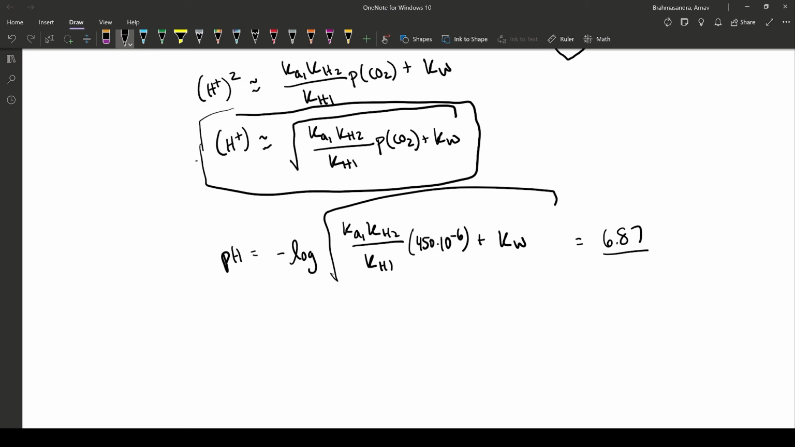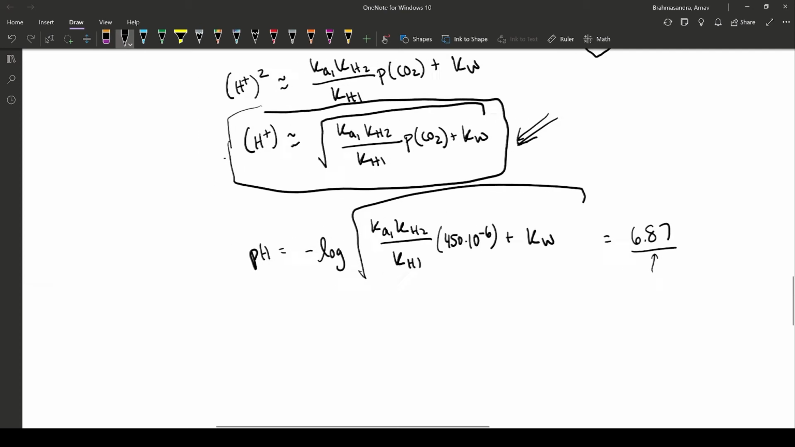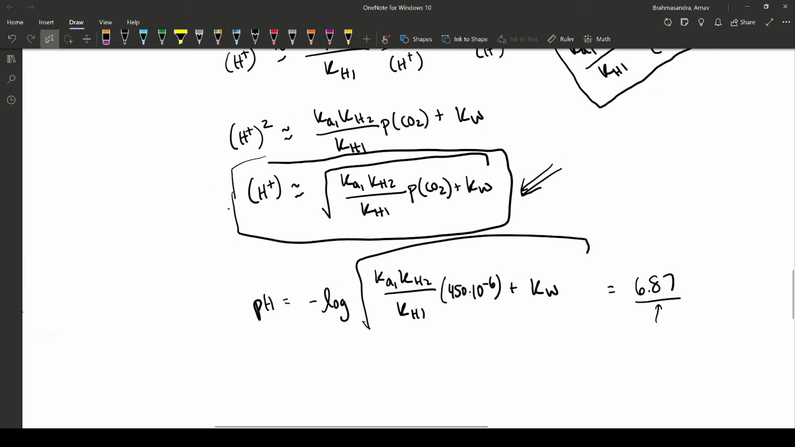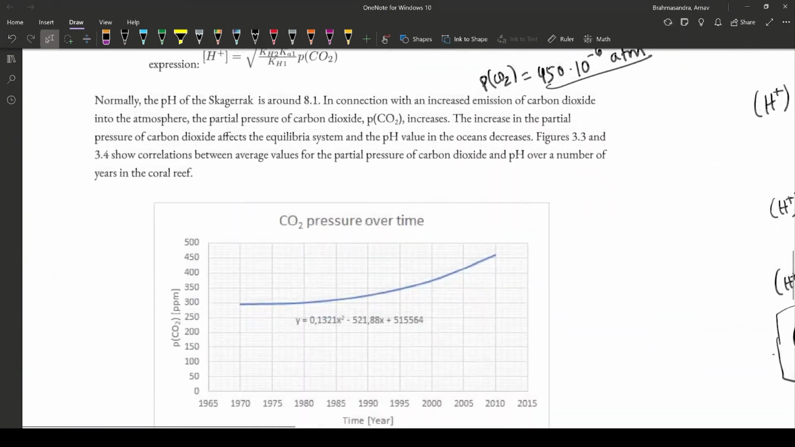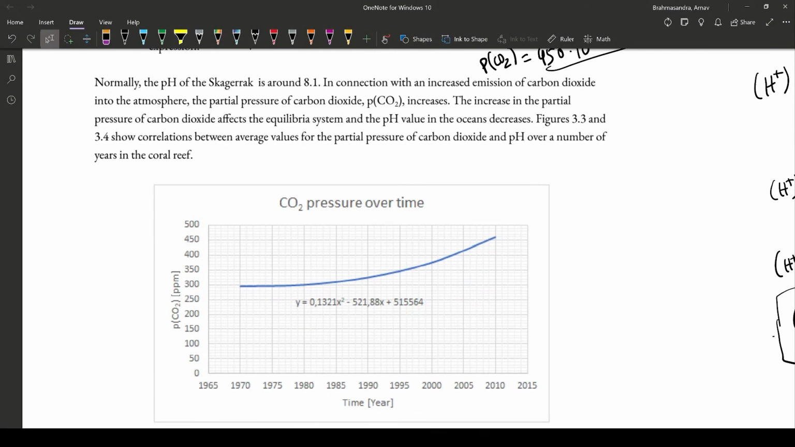That's just a plug and chug question, given that we got this answer correctly previously, right? I think this was the main difficult part of the question. And then the next part, where you just found the pH, was just a little bit of plug and chug. Now let's look at 3.5. Or not 3.5, 3.6.